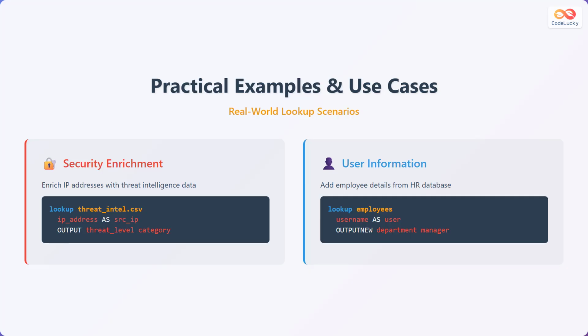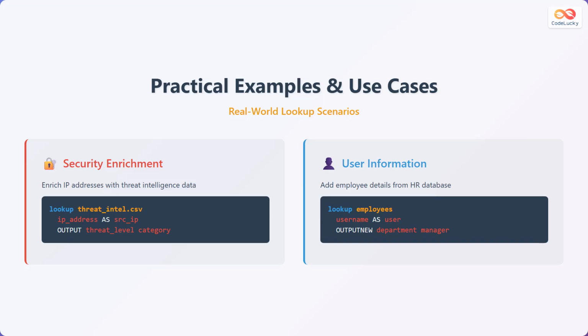Let's explore some real-world applications of lookup commands. In cybersecurity scenarios, you can enrich IP addresses with threat intelligence data by creating a lookup that matches IP_address fields from your events to a threat intelligence CSV file. This adds valuable context like threat_level and category information to security events, enabling faster threat identification and response.